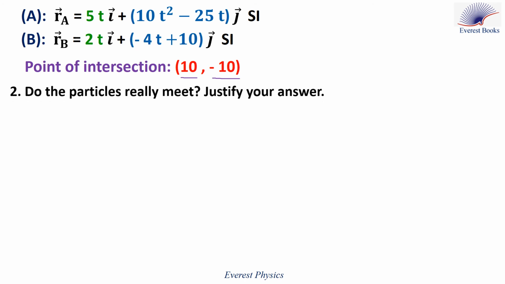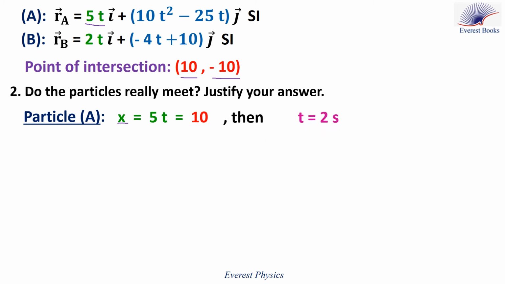The question now, do the particles really meet? Justify your answer. To prove whether these two particles meet at this point or not, we have to determine the time needed by each particle to pass through this point. Let's determine the time needed by particle A. The abscissa of particle A is given by 5t, so replace x by 10 meters, then the time needed by particle A to pass through this point is equal to 2 seconds.